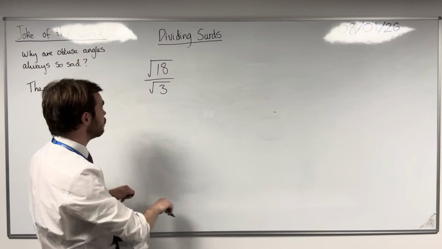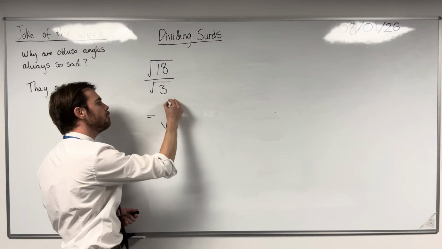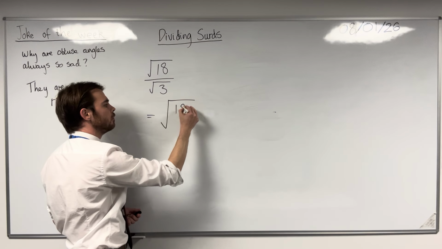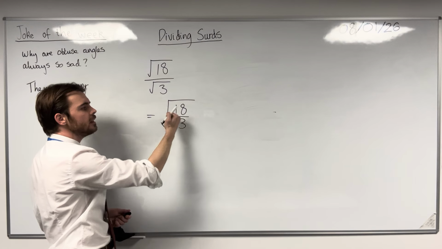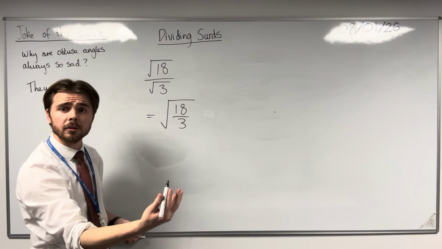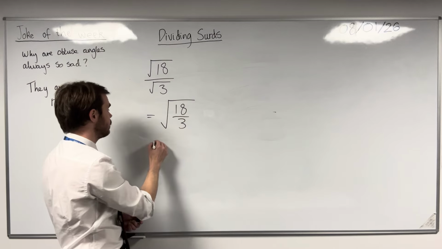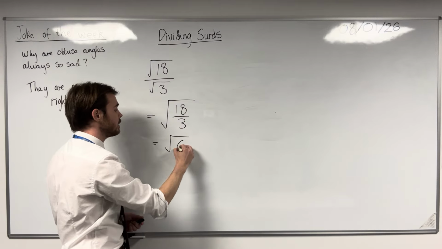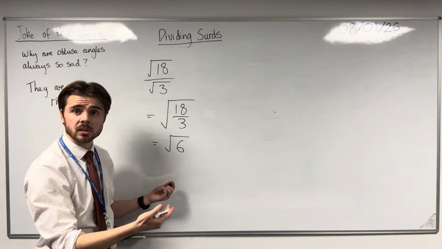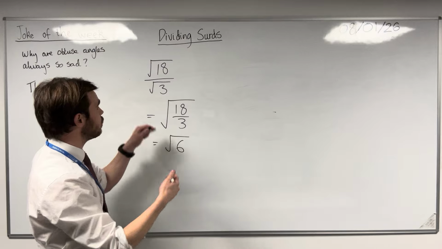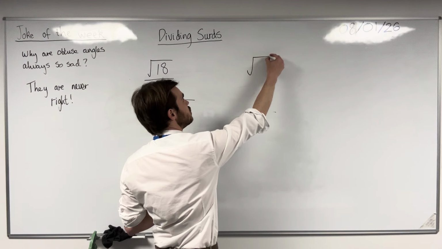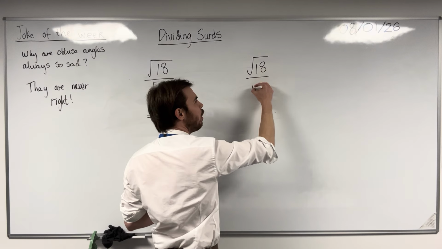Okay, so one way you can write this is that they both fall under one square root. And then within this square root, you can do the division now. So we've got 18 divided by 3. Well, there are 6 3's in 18. And so it becomes root 6. That's our answer.